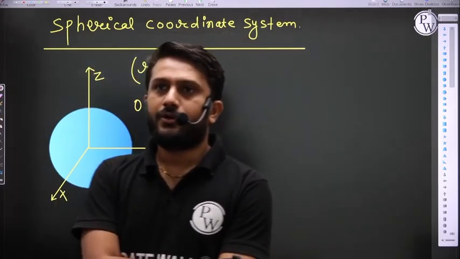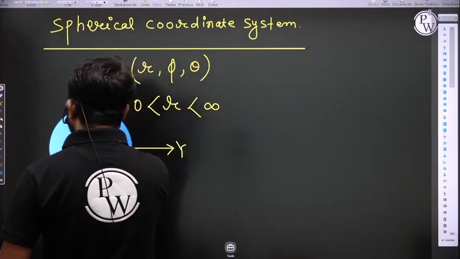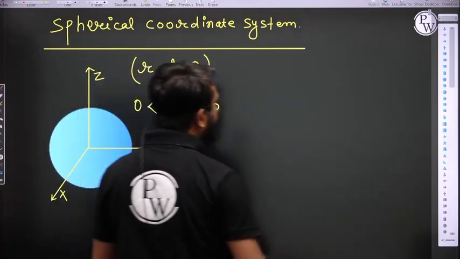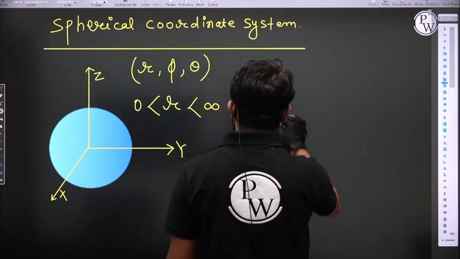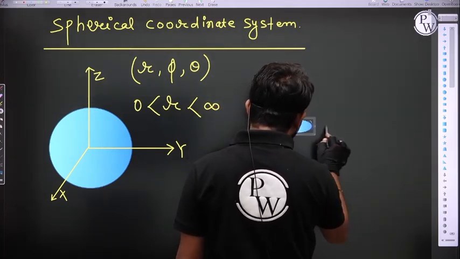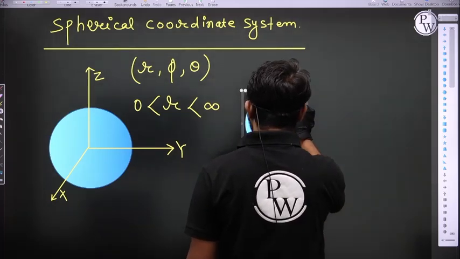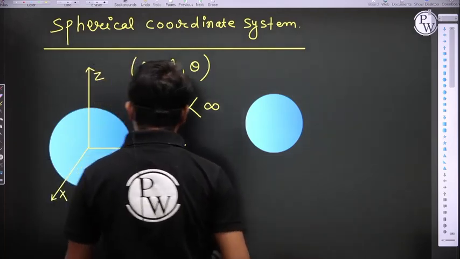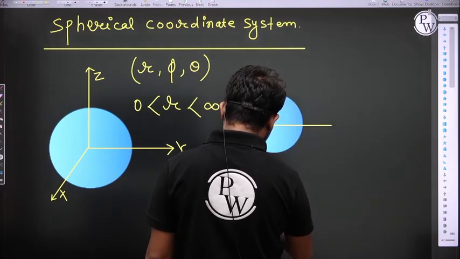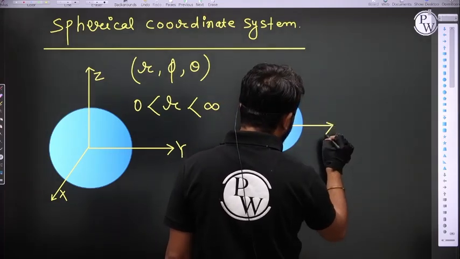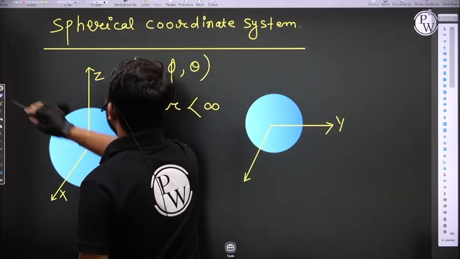Okay. Now focus on the horizontal plane, right? Horizontal plane means xy plane, and in the xy plane you observe the circle, no? So this is a circle in the xy plane. Right, this is the y-axis and this is the x-axis.